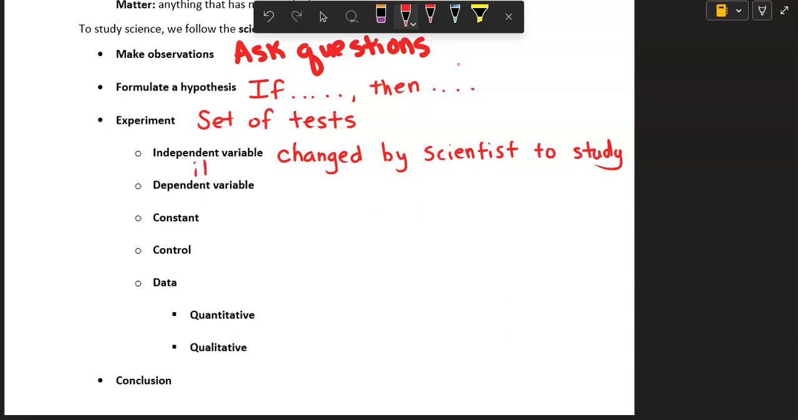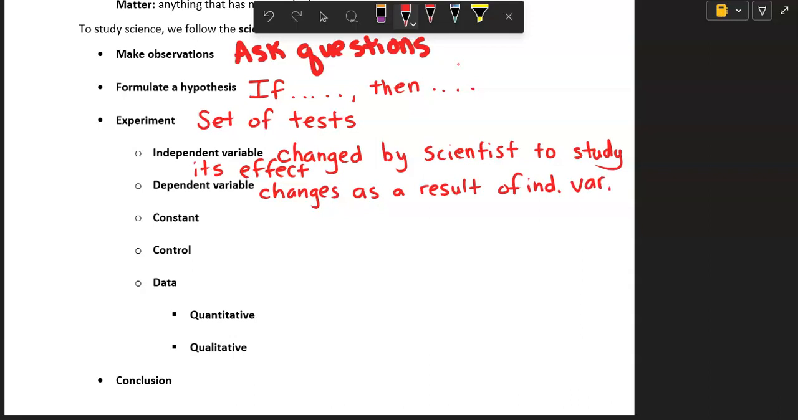And then the dependent variable is what you're studying. It's what's being affected by your independent variable. So it changes as a result of the independent variable. So in my really simple case a minute ago with the plant food, the independent variable would be the amount or type or whatever it was I was using for the plant food. And the plant growth would be the dependent variable.